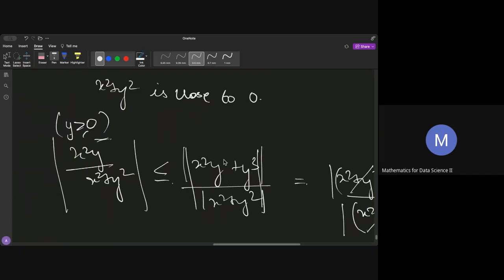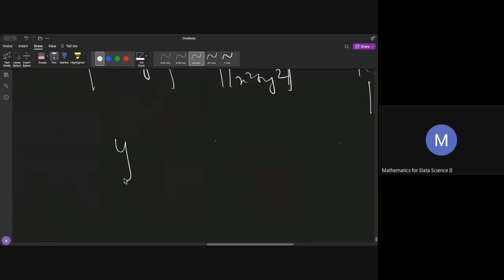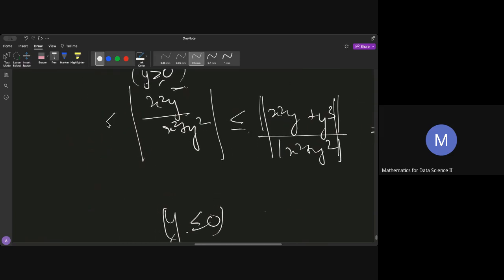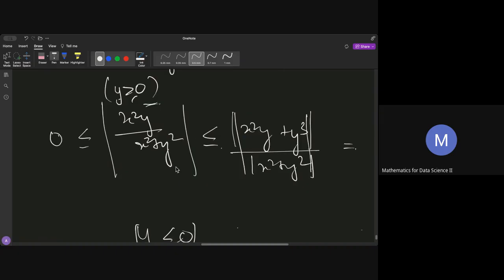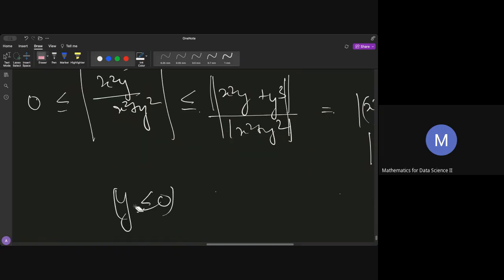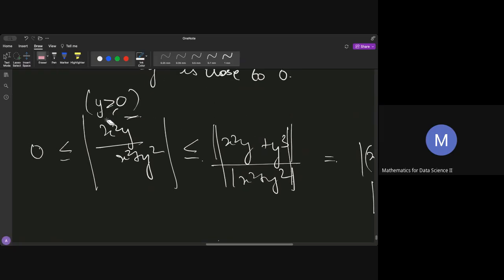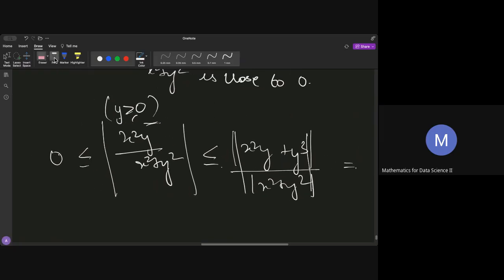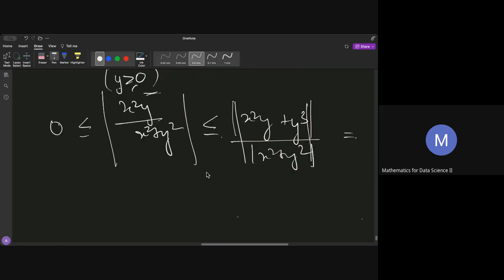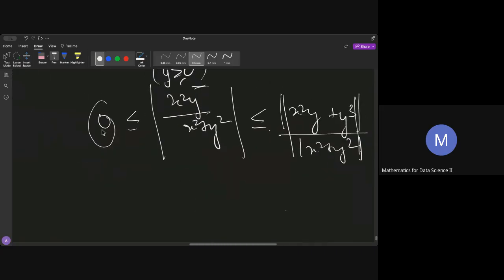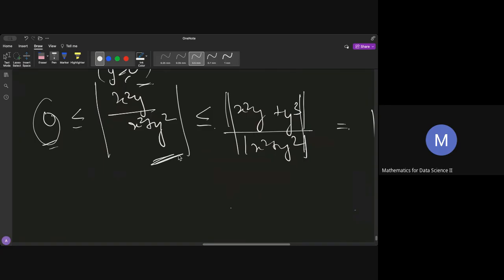Now, if I can show that for y less than 0, the limit is again 0, then it's done, right? Or you don't even have to go there. Just 1 second. Yeah, we don't need that. If I have y greater than 0, this limit is 0, this limit is also 0. So by sandwich principle, the limit of this thing should be 0.